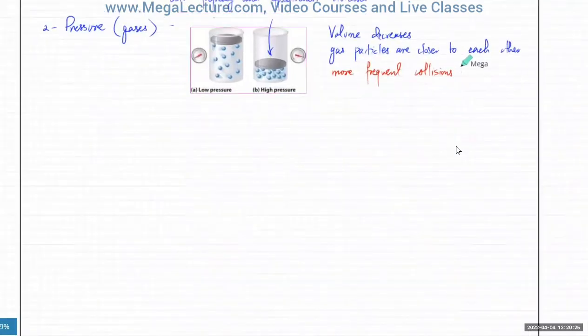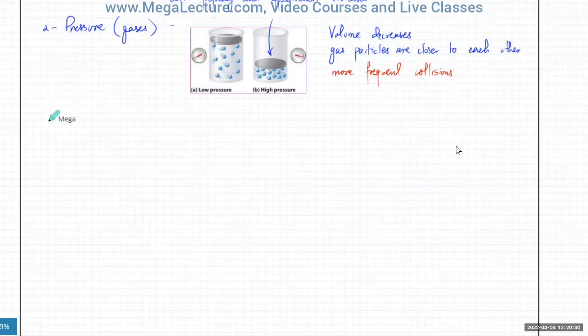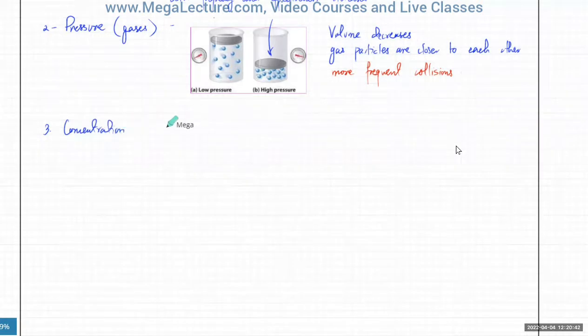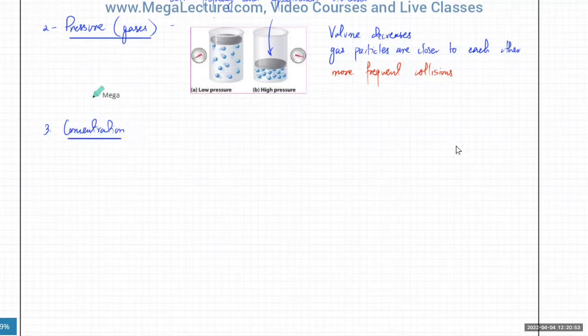Pair number three here. Number three is concentration. Now, remember, gases are the only things that are compressible, which is why pressure applies only to gases. Coming back to concentration, it is a term used to describe solutions, and it can also be used to describe gases. Concentration is the number of particles per unit volume.